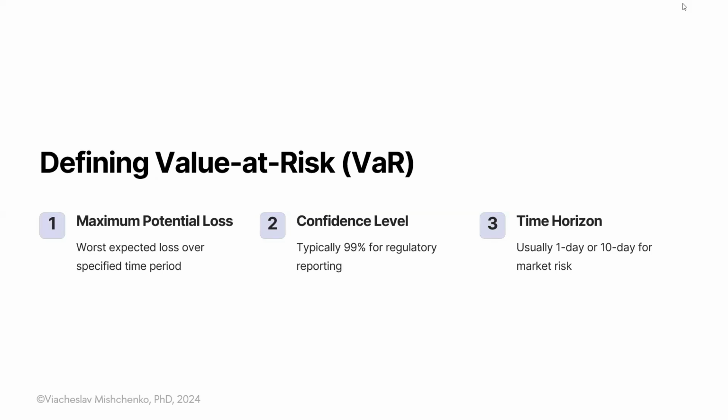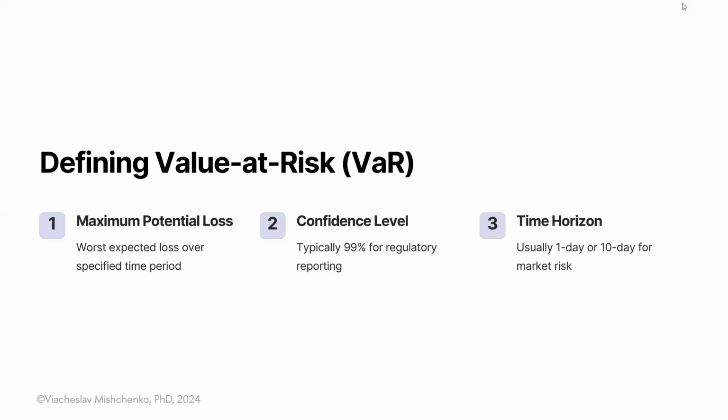And here the time horizon is crucial as well. Typically, we use a 1-day or 10-day horizon for assessment of the market risk. But the Basel Committee requires a 10-day value at risk for regulatory capital calculations. And the confidence level is equally important. For example, while 99% is common, some institutions may use 95% for internal reporting or 99.9% for economic capital calculations.